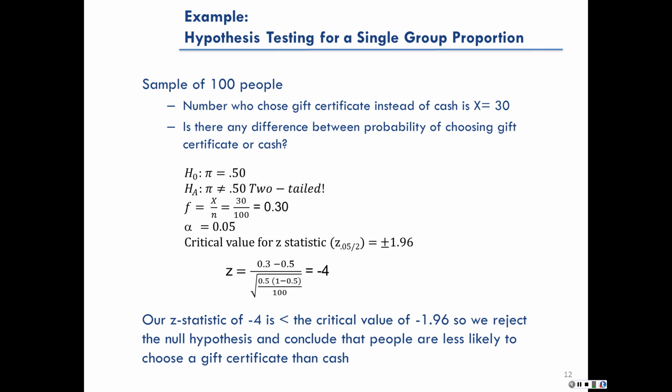Okay, so then we compute the z-statistic. That would be equal to 0.3, which is our value of f, minus 0.5, which is our null hypothesis for the proportion, divided by the square root of 0.5 multiplied by 1 minus 0.5 over 100. And so our resulting z-statistic is -4. And so that z-statistic of -4 is less than a critical value of -1.96. And so we reject the null hypothesis, and we conclude that people are less likely to choose a gift certificate than cash.